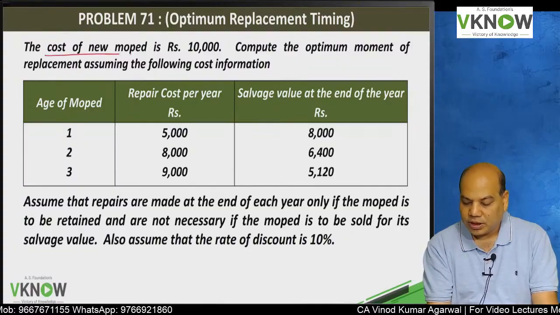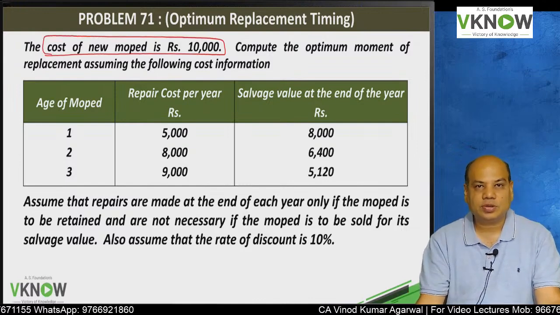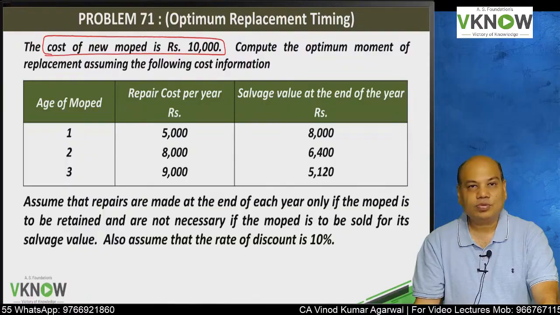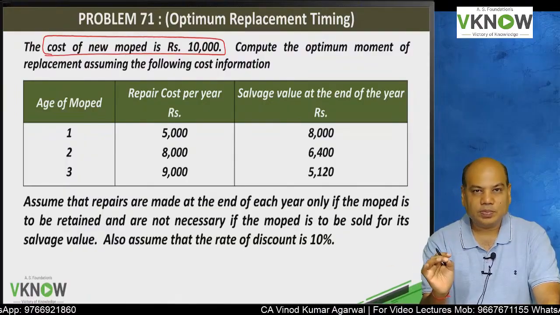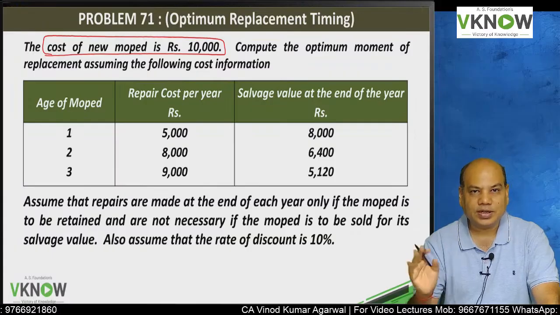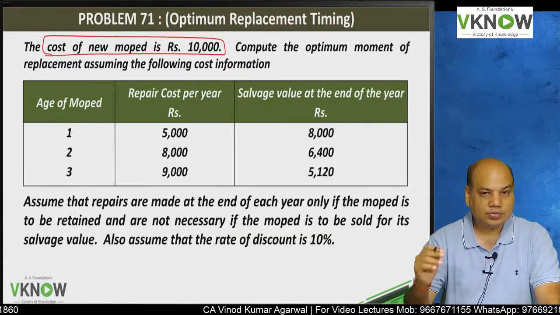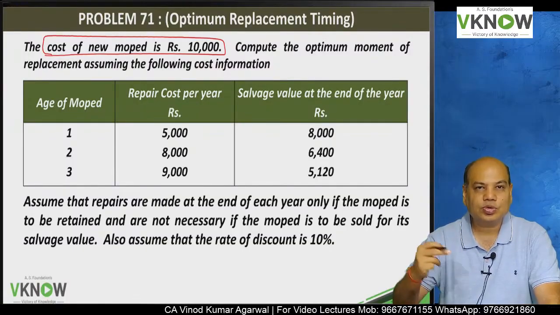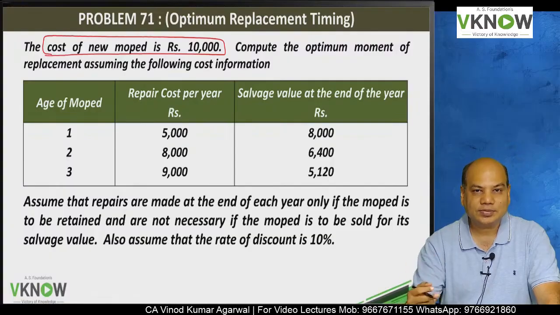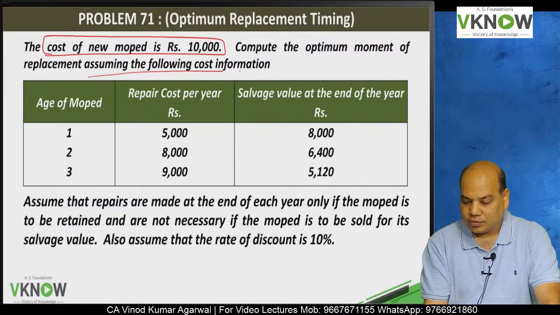So whenever you buy this moped, it will cost you 10,000 rupees, and you have to find out when should it be replaced. So it is the optimum replacement cycle of an asset. It is not second type, it is the first type of problem. You have an existing asset, and you want to know when should you replace it with the same asset, and you are given the following information.